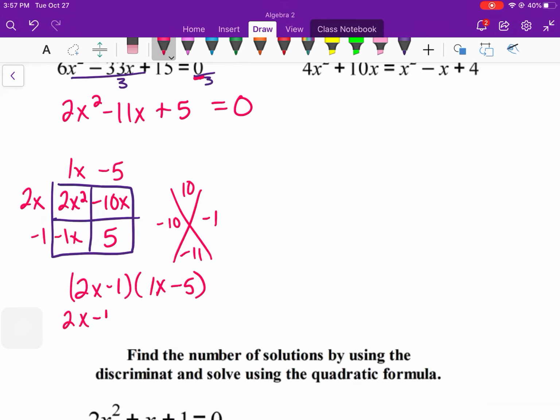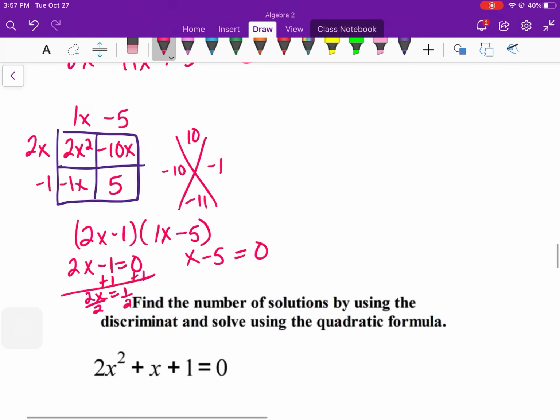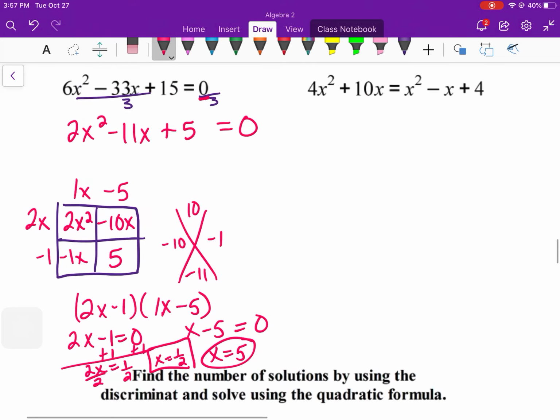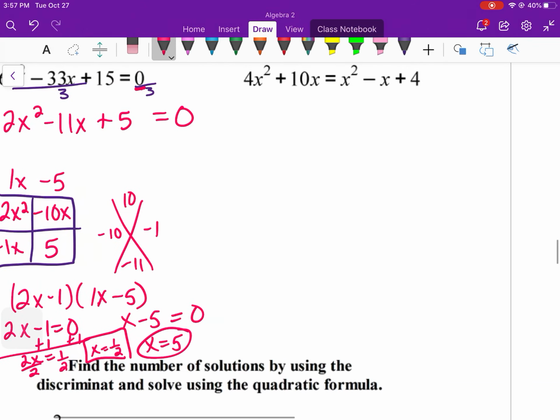If you're solving it, then you just need to set each of those factors equal to 0, and you don't need the 3 because the 3 didn't have an x. So here I'd add 1 and then divide by 2, which would give me x equals 1/2. And this one I would add 5 and get x equals 5. So I had two answers there, 1/2 and 5.